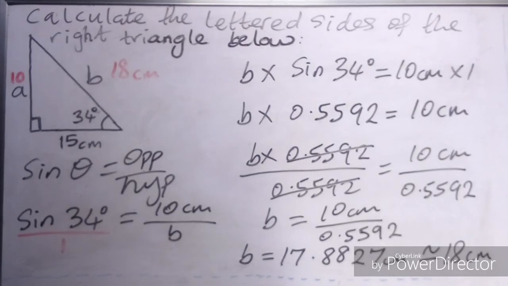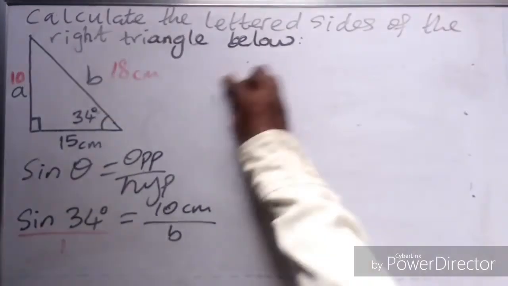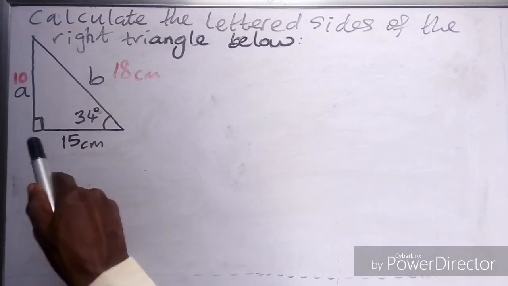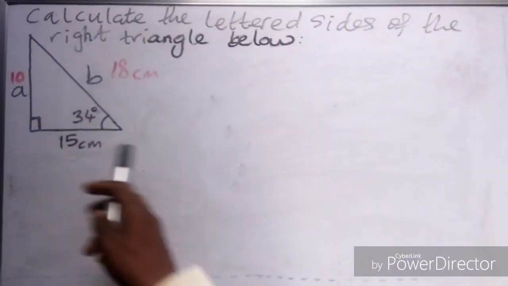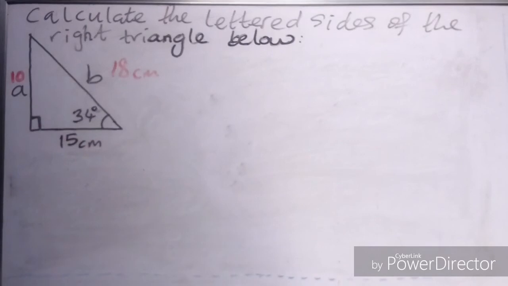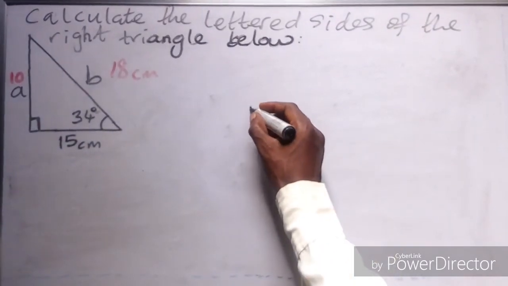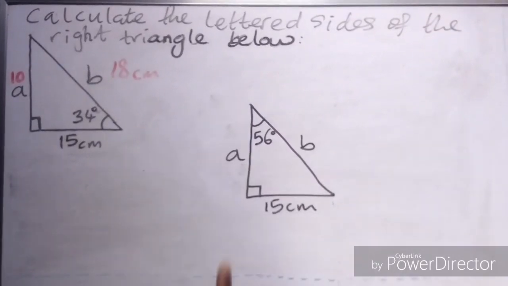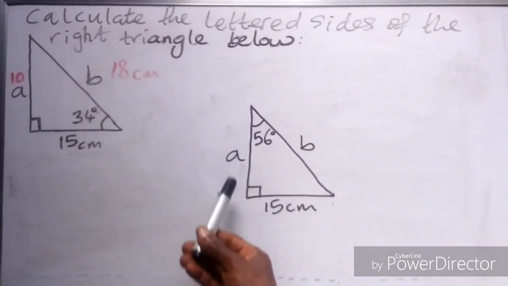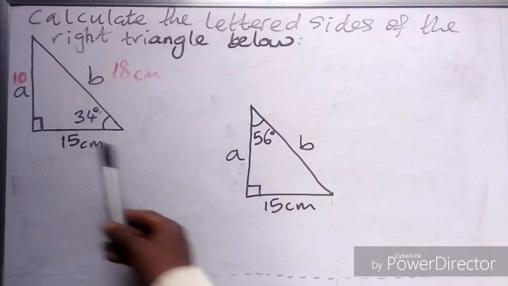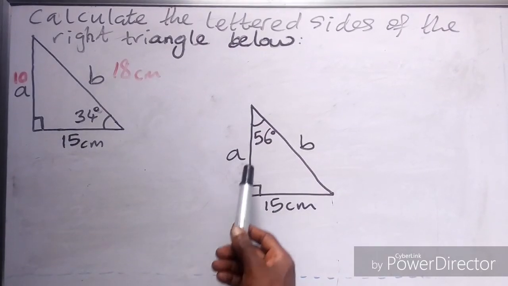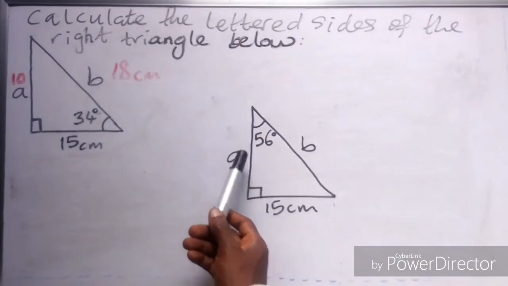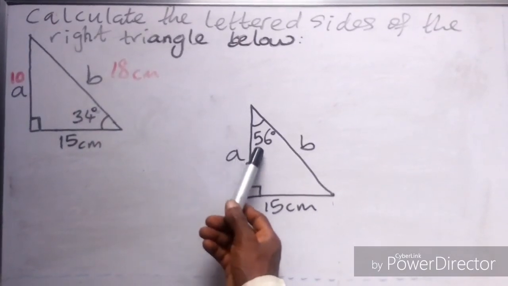Now it's time to give you an assignment. The assignment is going to be a very simple one. I will still use this same triangle, but give you a different angle inside. So we have the right triangle here, the same as this, but the difference is just the given angle. Here we have angle 34 degrees, but in this one we have the angle given here as 56 degrees.